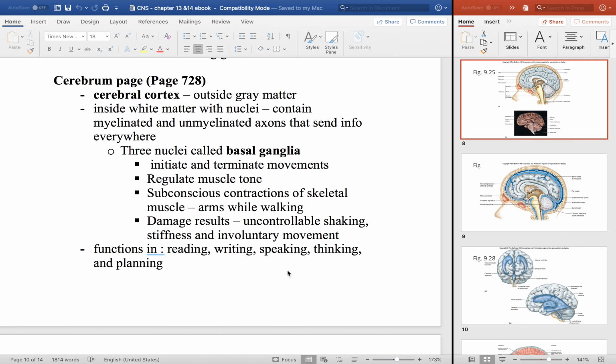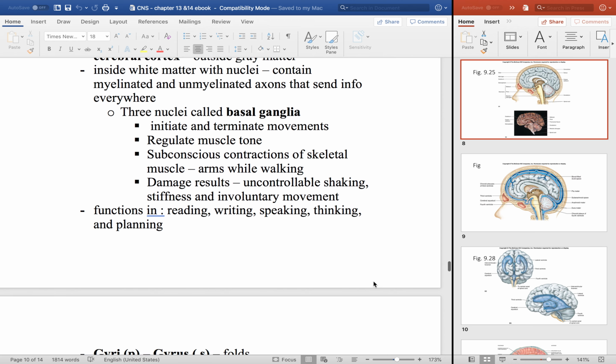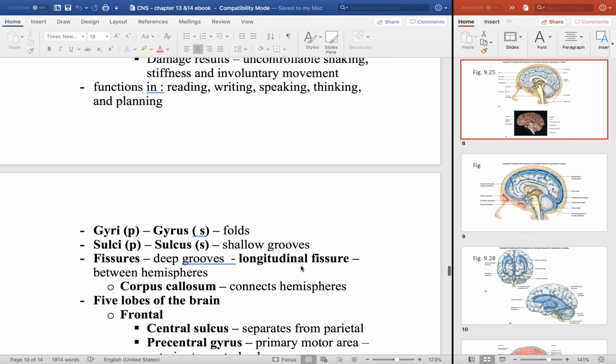Now, the main part of the cerebrum, all of this hemisphere right here, functions in reading, writing, speaking, thinking, planning. It's our thinker. If it's not just pushing a button, it tells us what to do, and it makes us think about things, makes us be logical, things like that. Okay. It has a lot of landmarks on it and everything, so we're going to talk about that in the next video.